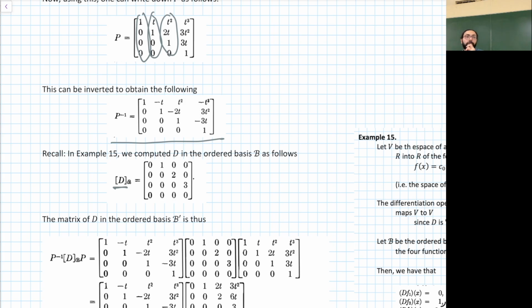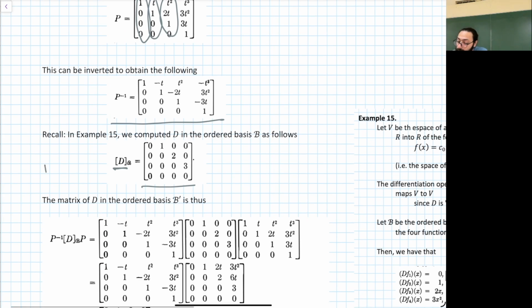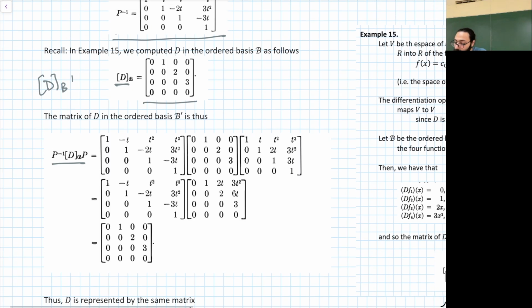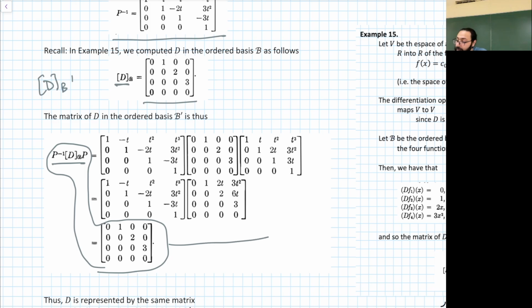This we already did in the previous example. So this is what you get. And now what we're going to do is compute D in the basis B prime using our formula from the theorem. So when you apply the theorem statement, it's just a matrix multiplication, and in the end, what you get is very interesting. You get that the matrix is exactly the same as it was. So even though you've changed the basis, the operator looks exactly the same in terms of the matrix representation.